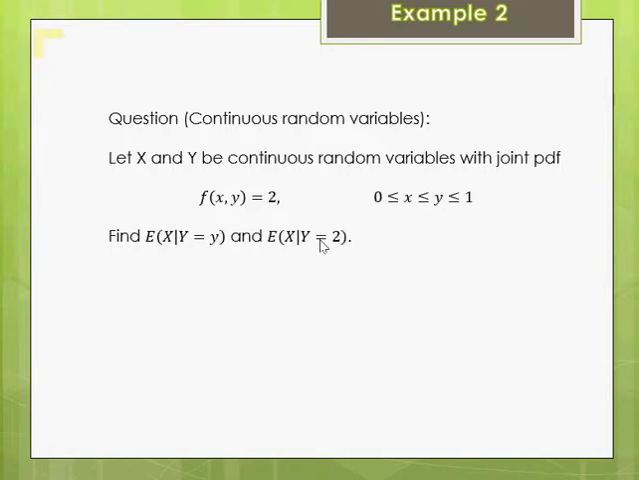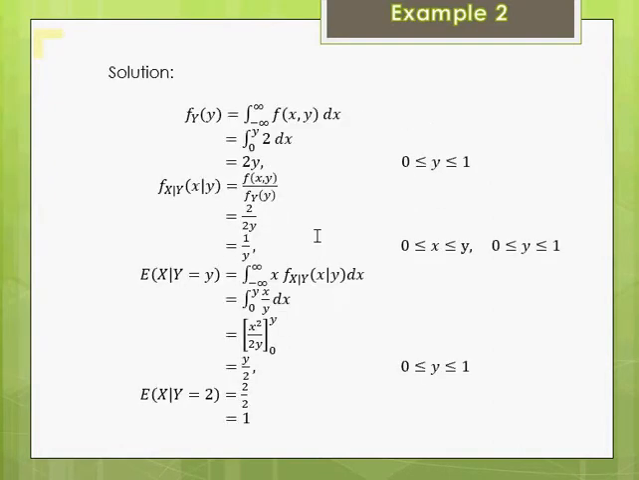Example 2. Let X and Y be continuous random variables with the joint PDF of the form shown. Find E of X given Y equal to small y and E of X given Y equal to 2. Similarly, we start our procedure by integrating the joint PDF over all possible values of X. Then, we find the marginal distribution of Y. After that, the conditional distribution of X given Y is found. Finally, E of X given Y equal to small y is found to be y over 2. Putting y equal to 2, E of X given Y equal to 2 is found to be 1.